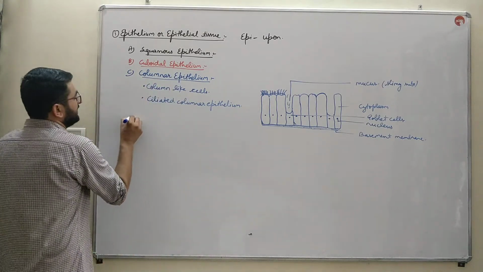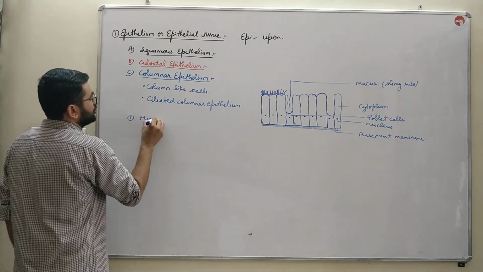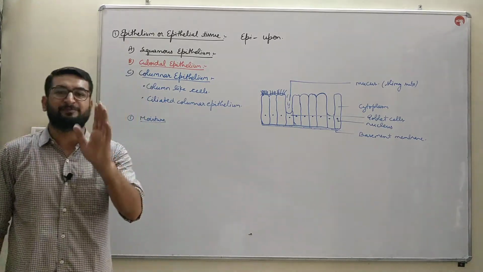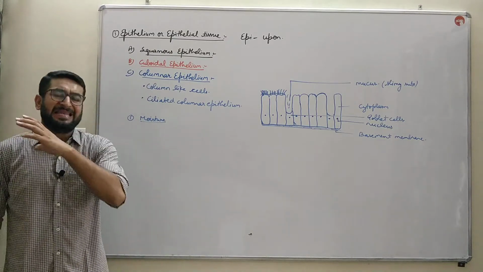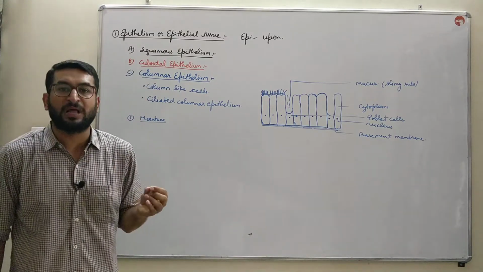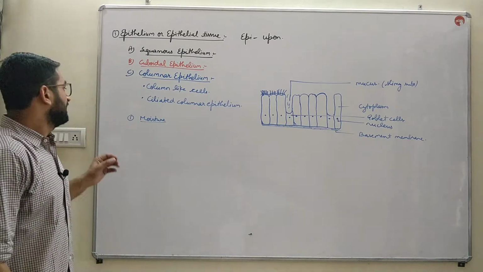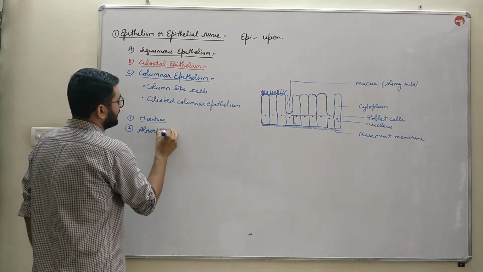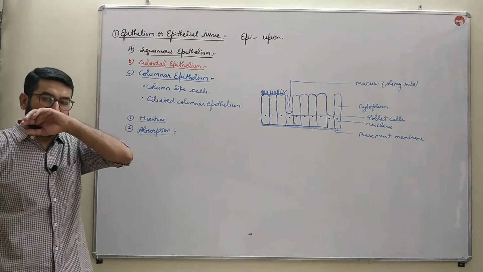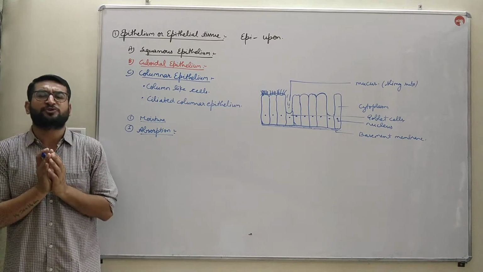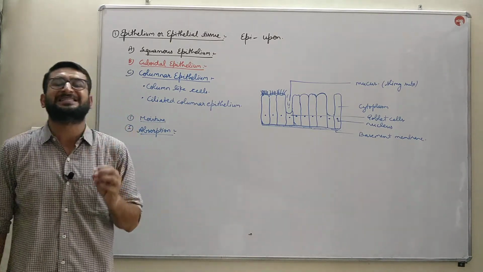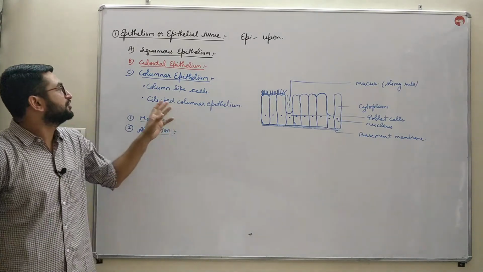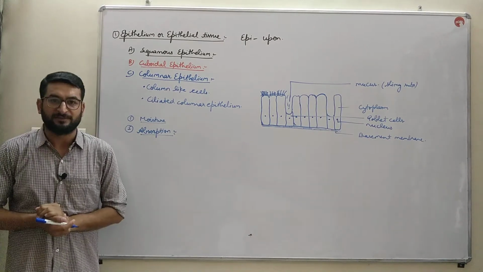What are their functions? The first function is they provide moisture to the internal organs like our respiratory tract and our alimentary canal, that is also known as the food pipe. Next, they help in the absorption of various materials, certain useful materials like digested food in the intestine of human beings. So these are the functions of columnar epithelium.